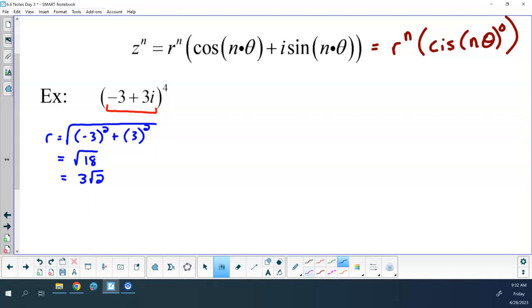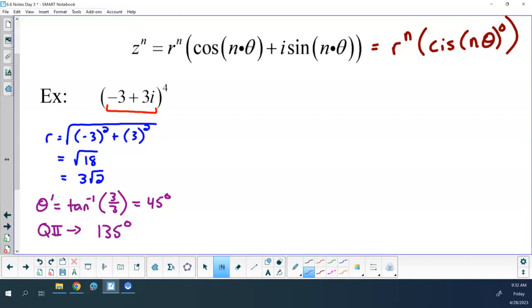And then you would have to find your reference angle. And if you didn't see that it's a 45 degree angle, you would get to here and you would say, oh, well, that's the inverse tangent of 1. That's 45 degrees. And since this complex number lives in the complex plane up in quadrant number 2, that would be 180 minus 45 degrees. Your actual theta is then going to be 135 degrees.